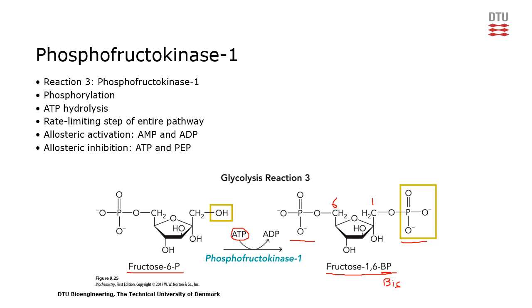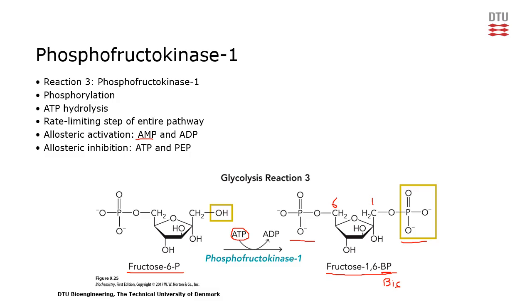So if you see these namings, you know that if it's a bis, they're sitting on different carbons. So this is the reaction that takes place, and the allosteric regulation in this is that it's activated by AMP and ADP. Now here I would usually ask you, why do you think so? Well, I can do that, but you will not be able to answer.